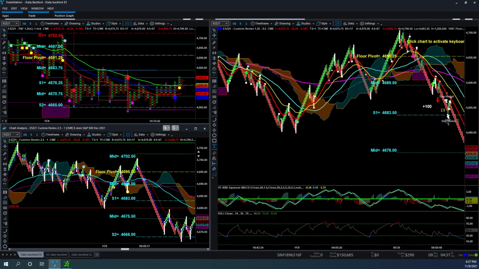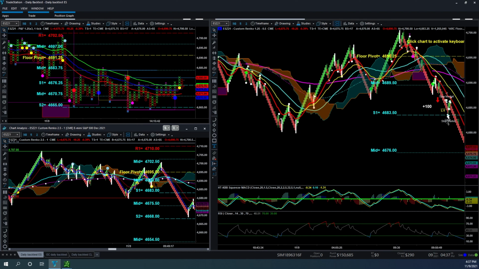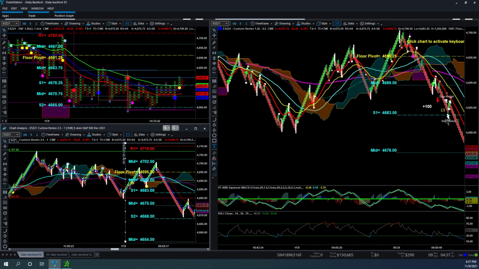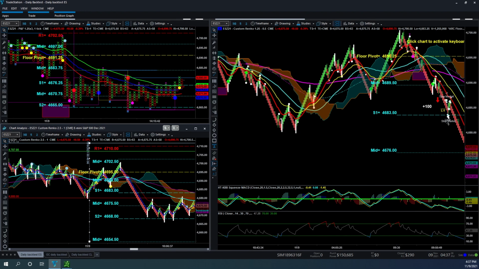In the anchor chart, we see a similar situation. We do have here 11.9. So this is the start of the day. Let's paint it right here. Right there, 11.9. So we did have this congestion area or range consolidation.